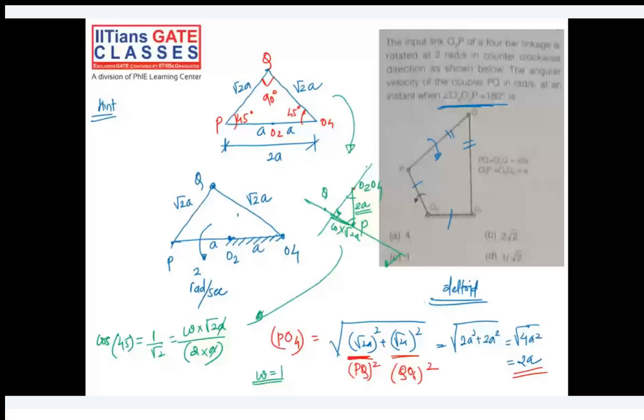So I'll consolidate what you should remember. In a 4-bar chain, if two links are parallel to each other, you will get a velocity triangle as a straight line. Whenever two links are perpendicular to each other, the velocity triangle is a right angle triangle. And whenever two angles are same in a 4-bar chain, you will get an isosceles triangle. Okay. Okay, what is your comment? Can you mark the ICOR of PQ?